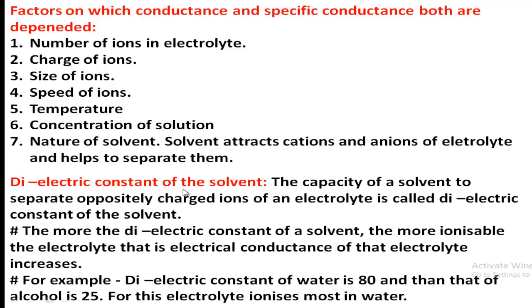So what is dielectric constant? It is actually the capacity of a solvent to ionize the electrolytes, the ionization power of that solvent. And if this value is more, then the ionization ability of that solvent will also be more. For example, the dielectric constant of water is 80 and that of alcohol is 25. For this, electrolyte ionizes most in water. For this, generally aqueous solutions are used as electrolytes.